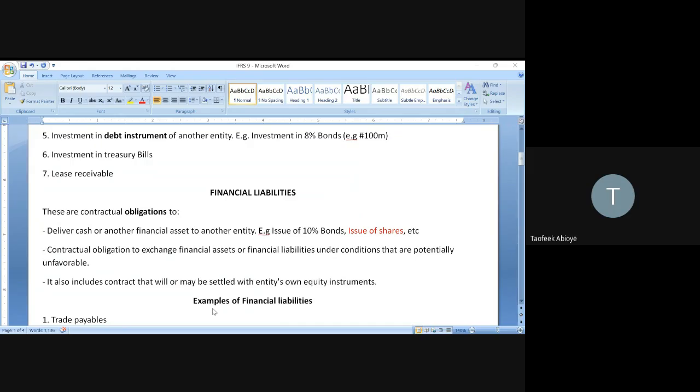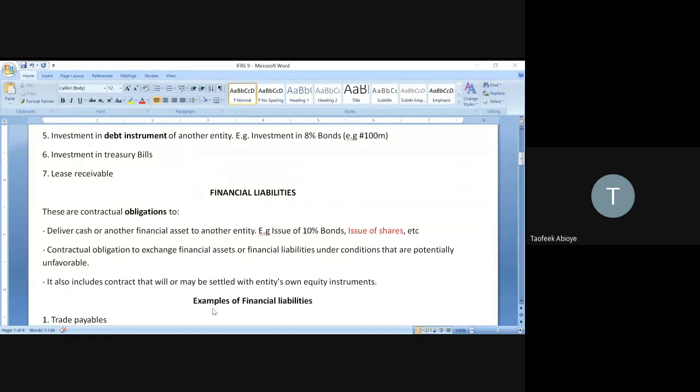You want me to be part of your business. So I will now become your associate or become an ordinary shareholder, or I can even control your business if I have more than 51%. So that is the difference between issue of shares and issue of bond. Issue of bond is a financial liability. So we are fine. Let's go then.